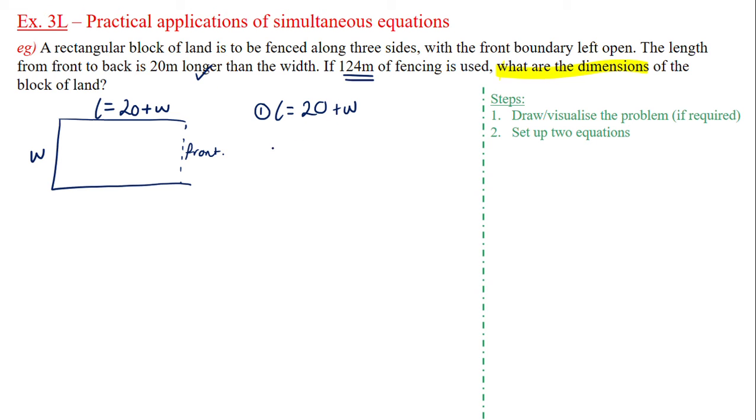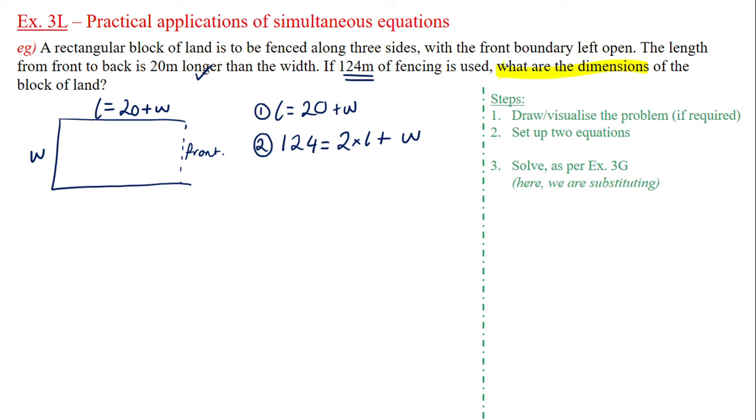And our second equation, we're going to use the perimeter of the fence lines. This is where that 124 meters comes in. So the solid lines, not the dashed line at the front. We're not fencing at the front. We want to be able to access the property. We have 124 meters of fencing, and that is going to give us 2 of the length plus 1 of the width. So once along the back.